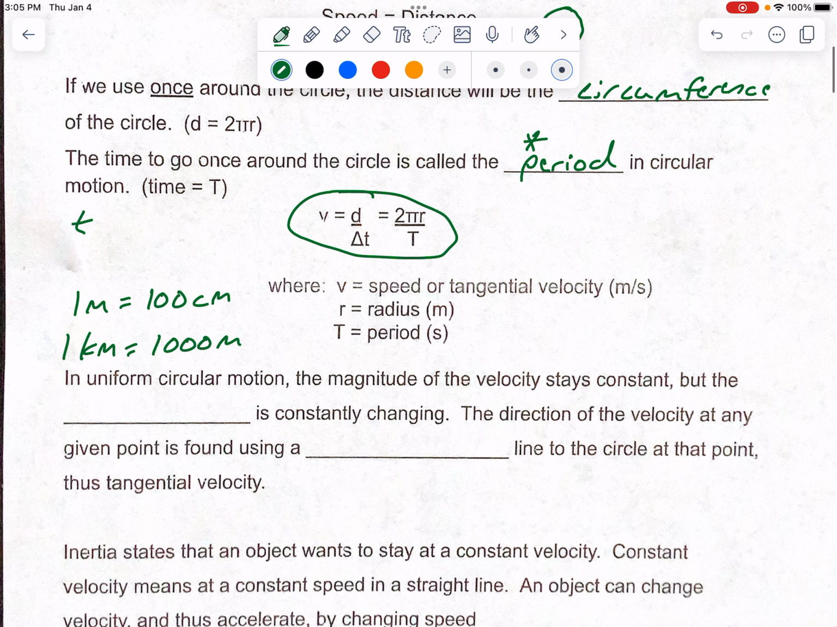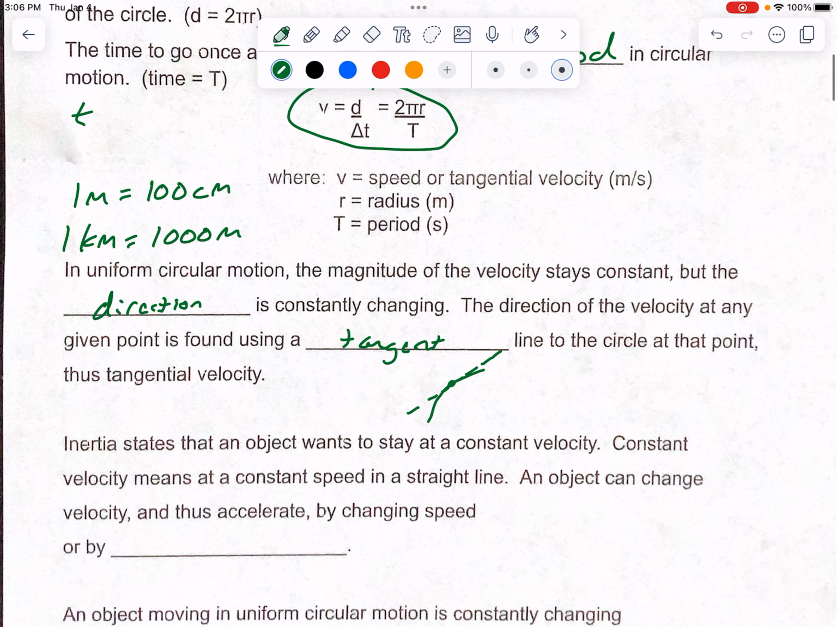Now, in uniform circular motion, the magnitude of the velocity stays constant, but the direction is constantly changing. So the direction of the velocity at any given point is found using a tangent line to the circle at that point, thus called tangential velocity. So remember when we did a graph where you had a curved line and you had to find the velocity of that line? Remember what we did is we found that point and we drew a little tangent line that bumps up next to that point. That's what tangent means. So we're going to do some labeling here in a second.